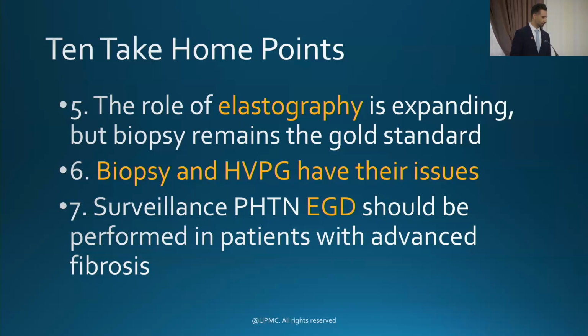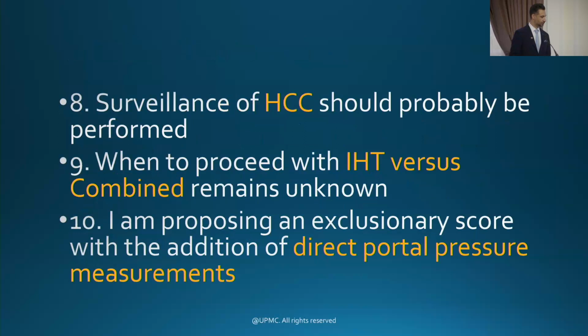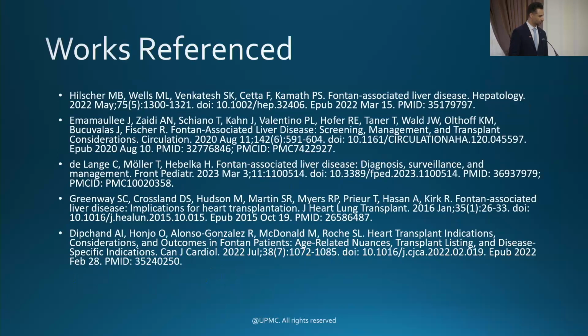Surveillance for portal hypertension, with EGD, must be performed in patients with advanced fibrosis. Surveillance for HCC should probably be performed. When to proceed with isolated versus combined remains unknown. And 10, I'm proposing an exclusionary score with the addition of direct portal vein measurements.